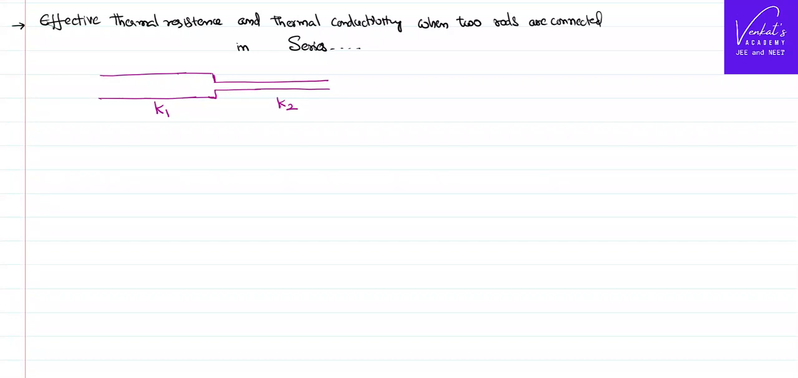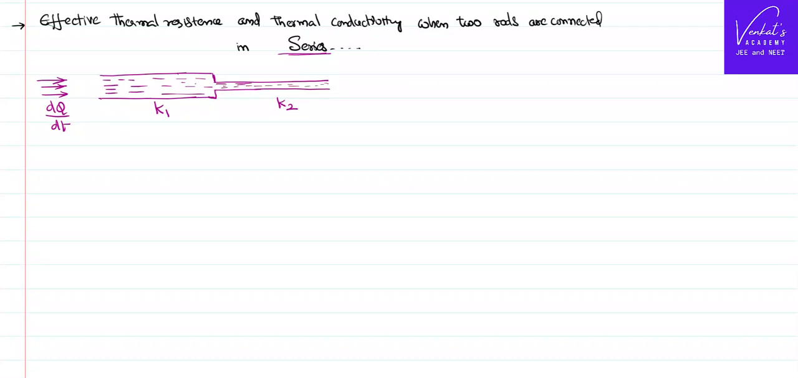End of the first rod is connected to the beginning of the second rod. This kind of connection is called series connection. It's similar to resistors connected in series. Now, let's assume you supply the heat here this way. Whatever heat you supply per second will first flow through the first rod. Then it has no way other than flowing to the other rod.